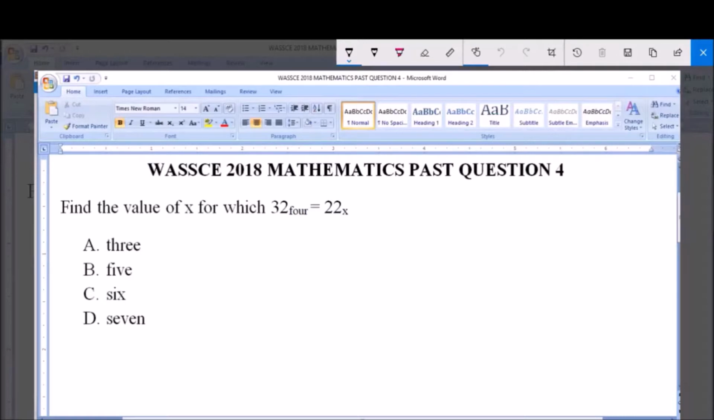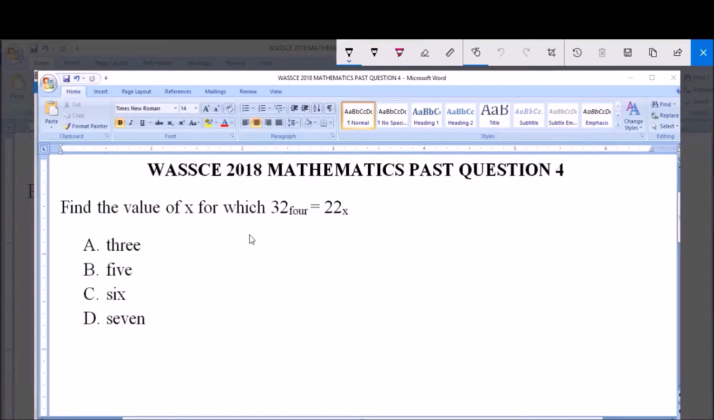I will be answering WASSCE 2018 Mathematics Past Question 4. Find the value of x for which 34 base 4 is equal to 22 base x. A 3, B 5, C 6 and D 7.